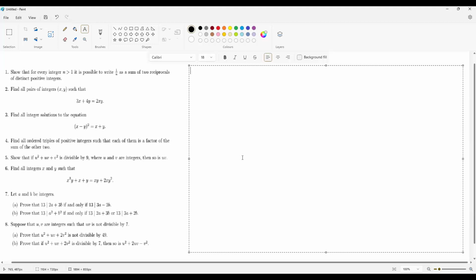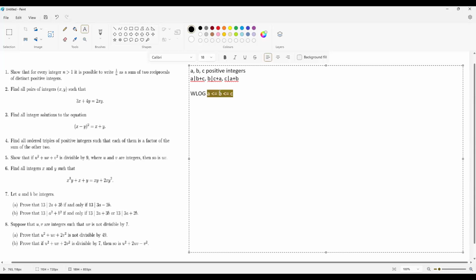Find all ordered triples of positive integers such that each of them is a factor of the sum of the other two. A divides B plus C, B divides C plus A, C divides A plus B. What do we notice? We notice these three variables, A, B, C, they are the exact same. They do the exact same thing. So we can do a log A equal to B, next to equal to C.